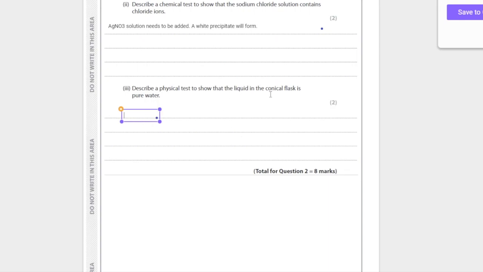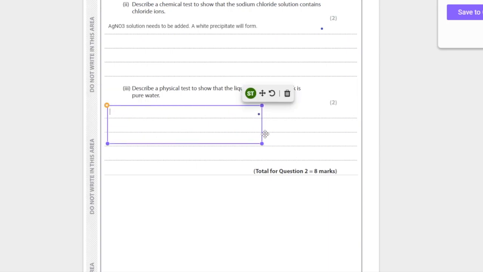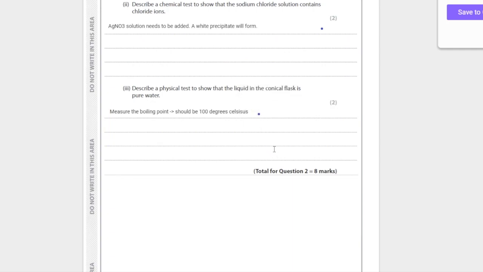Okay, describe a physical test to show the liquid is pure water. Now this should be really easy. Remember, when they say physical test and water, you should instantly think in your head boiling point. That is the main thing in your head. So you can measure the boiling point, and then what should it be? Well, the boiling point should be 100 degrees Celsius if it's pure water. Also, likewise, you can say you can measure its freezing point and it will be 0 degrees Celsius. Both work, but for me, I like to just think of it as boiling point because it's more intuitive for me.